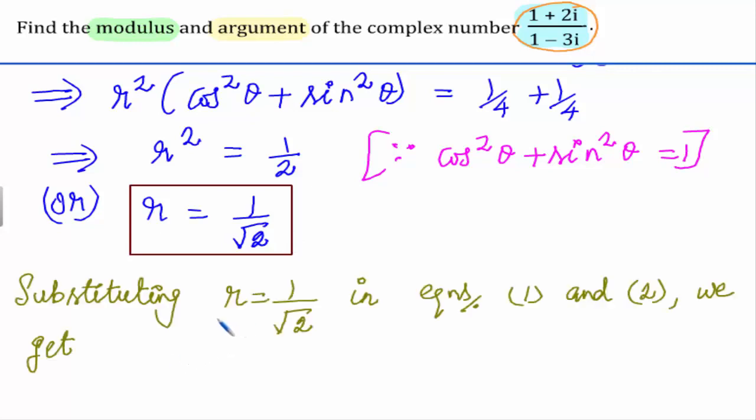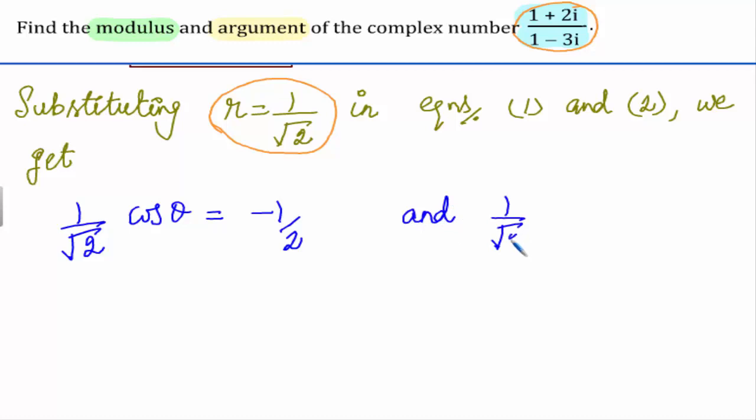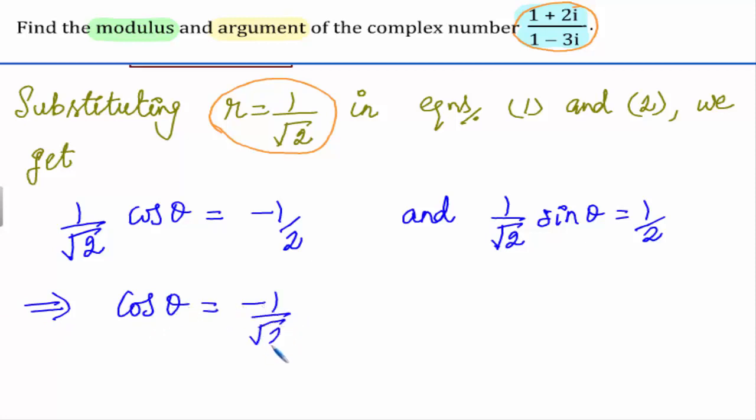Now, by substituting the value of r in equations 1 and 2, we get 1 upon root 2 cos theta is equal to minus 1 upon 2 and 1 upon root 2 sin theta is equal to 1 upon 2. This implies cos theta is equal to minus 1 upon root 2 and sin theta is equal to 1 upon root 2.